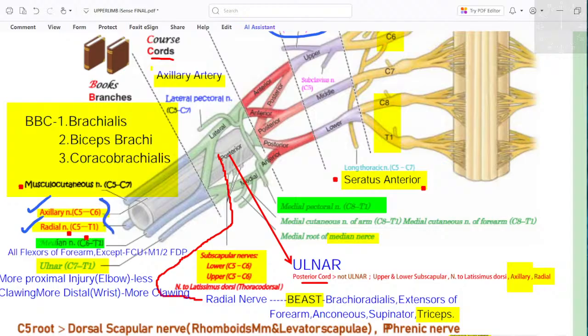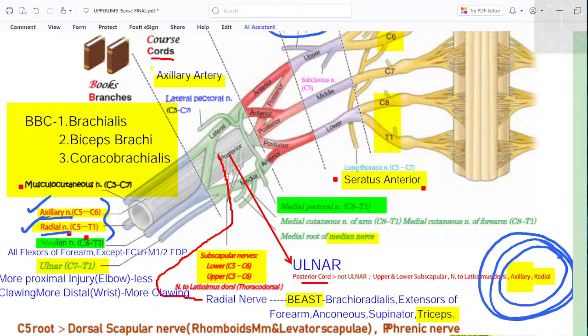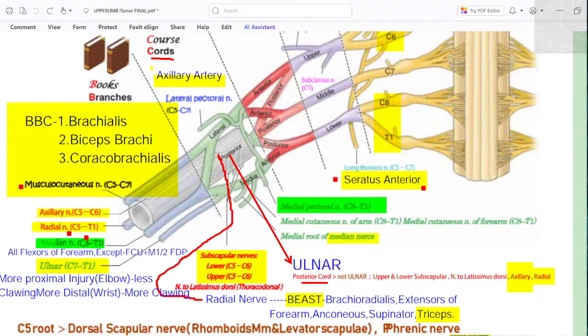These are the branches from where? These are the branches from the posterior: axillary and radial. The median nerve has fibers from the lateral and the medial, and the medial has, and the musculocutaneous.